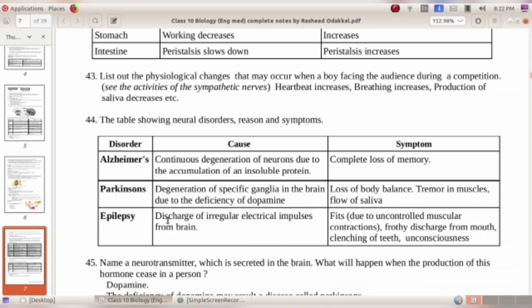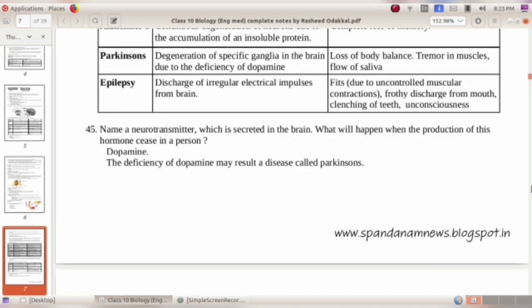Epilepsy. The cause of epilepsy is the discharge of irregular electrical impulses from the brain. Fits due to uncontrolled muscular contraction, frothy discharge from the mouth, clenching of teeth, and unconsciousness are the symptoms of epilepsy. These are the main points of our first unit.